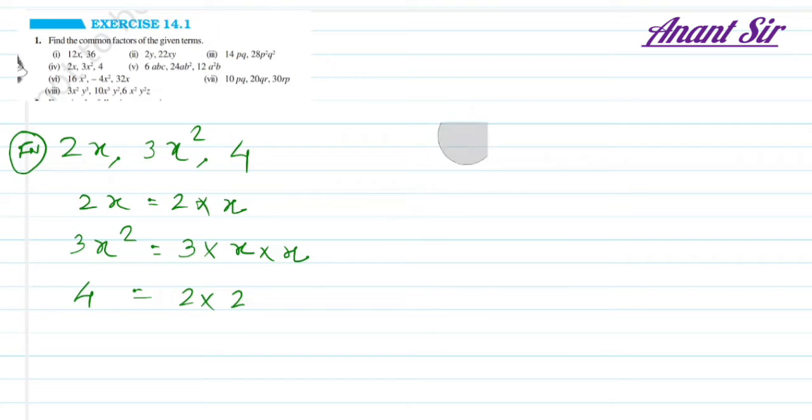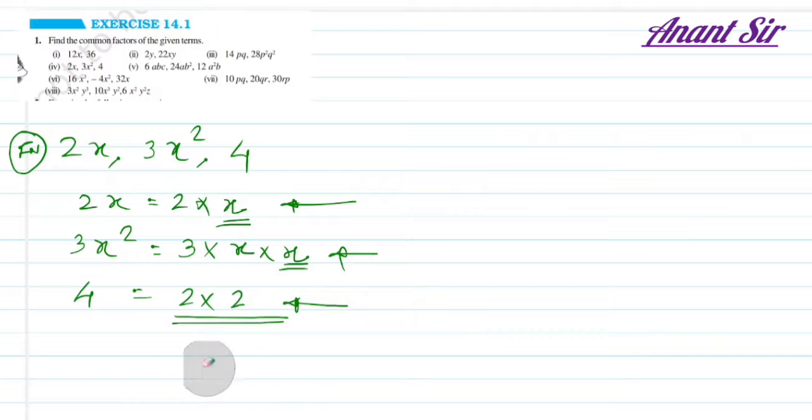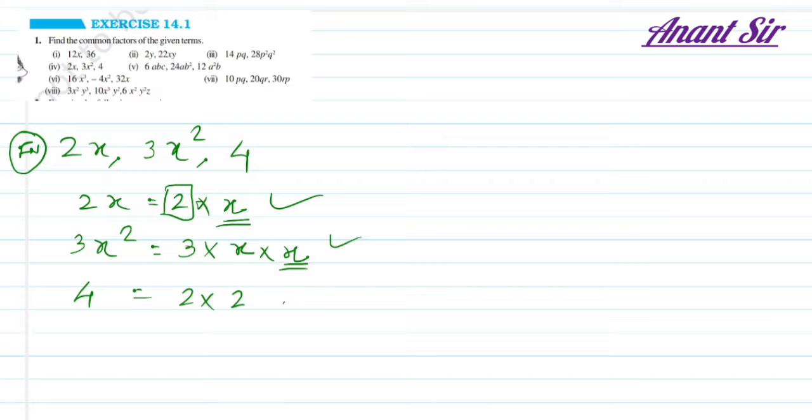Okay, so here what is the common factor? In the first term 2x, it is 2 and x. In the second term there is x. So x we can take common, but in the third term 4 there is no x here. So we cannot take x common from all the 3 terms. x is only in the first and second term. Similarly, 2 is also only in the first and third term. So there is no common factor here.